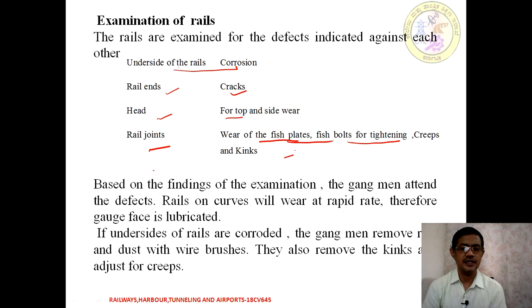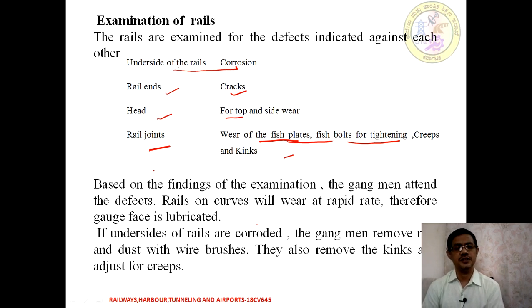Based on the above finding and examination, the gangman will attend the defect. Rails on a curve will wear at a rapid rate because of the movement of the wheel flanges on the rail surface. So if the undersides of rails are getting corroded, the gangman has to remove the rust and dust, then it needs to be cleaned by brushes.